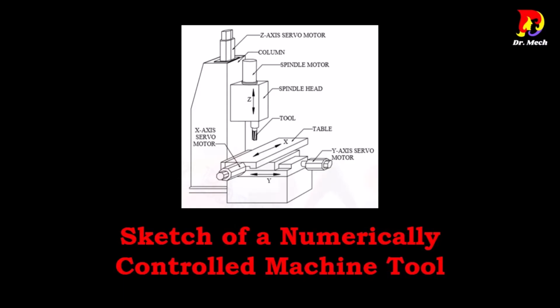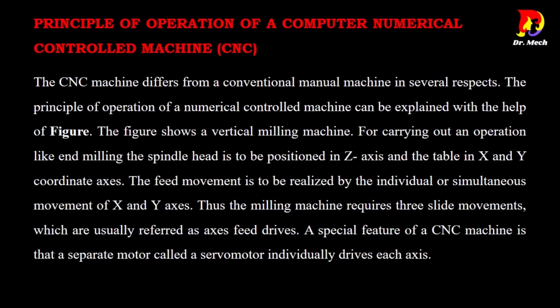Okay, we go to the topic. Sketch of a numerically controlled machine tool. Principle of operation of a computer numerical controlled machine, CNC. The CNC machine differs from a conventional manual machine in several respects. The principle of operation of a numerical controlled machine can be explained with the help of the figure. The above figure shows a vertical milling machine.